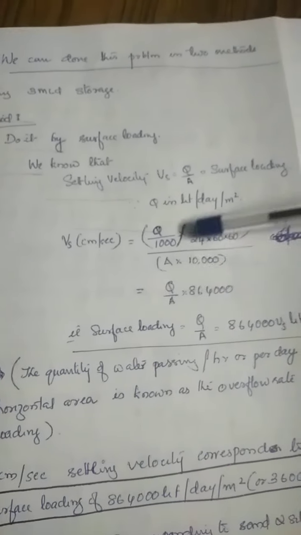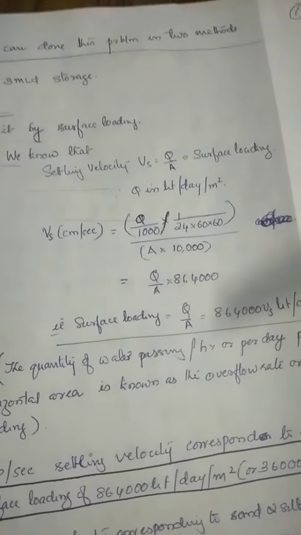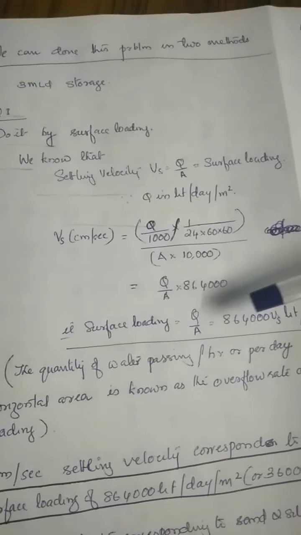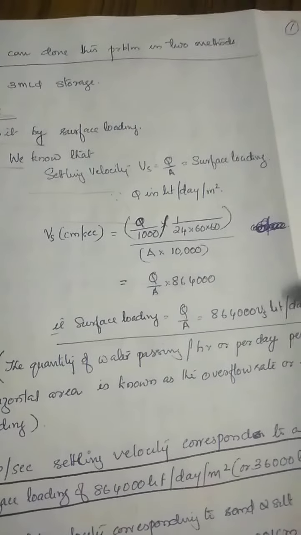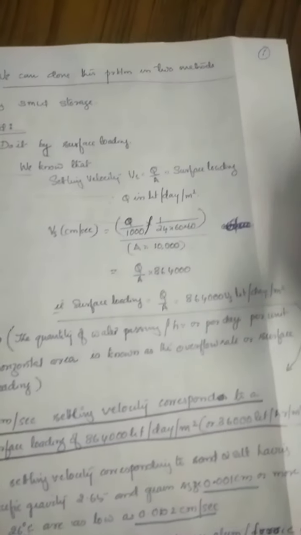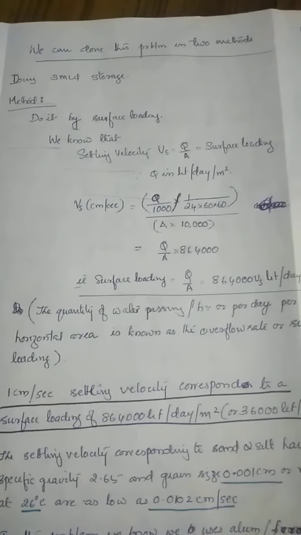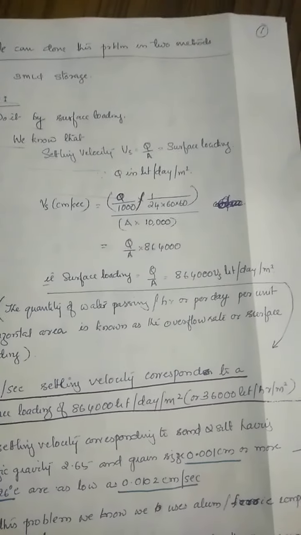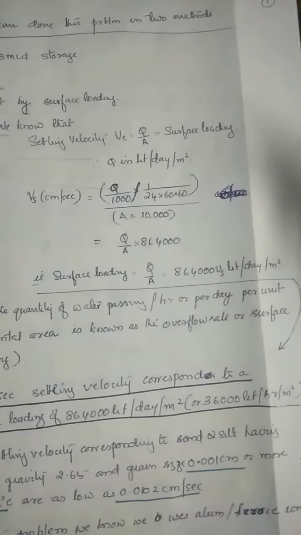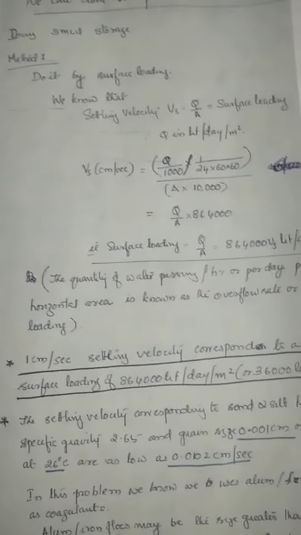We are arriving at a data, that is Q by A, surface loading, is equal to 8,64,000 Vs liters per day per meter square. Here the surface loading, or overflow rate, has a small definition, that is the quantity of water passing per hour or per day per unit horizontal area, that is horizontal area L by B. It is known as the overflow rate or surface loading.